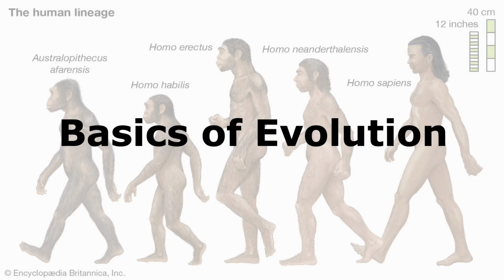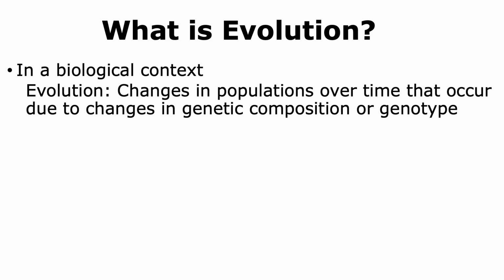In this talk, we learn about the basics of evolution and become more comfortable with the terms of evolution, genotype, phenotype, and genetic variation. The term evolution implies change. Similarly, in the biological context, evolution is the changes that happen in populations over time. And these changes occur due to changes in the genetic composition or the genotype of the population.